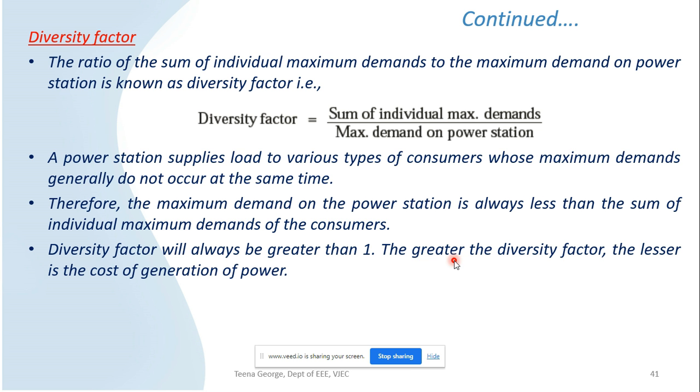Greater the diversity factor means lesser the cost of power generation, because greater the diversity factor means maximum demand is less, so lesser the cost of power generation.